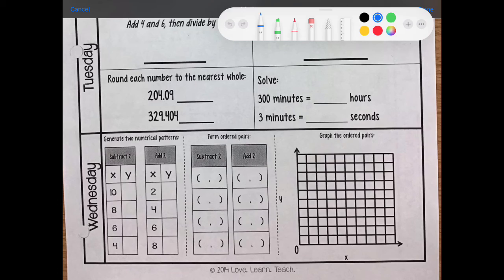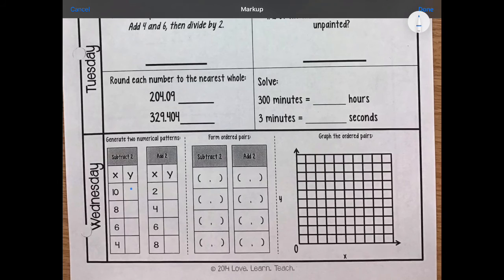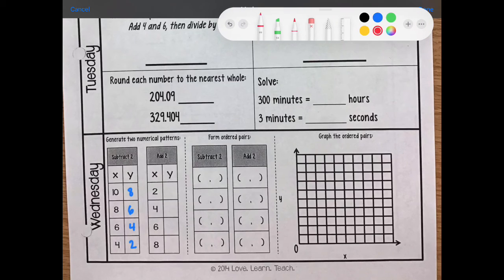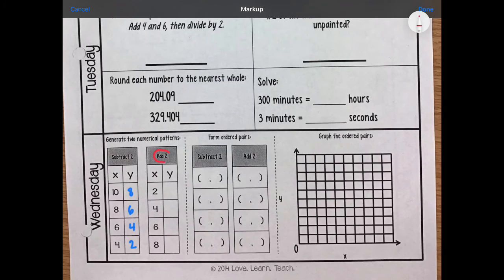So Wednesday says we are going to subtract 2 from our pattern. So I'm just going to fill this out. 8 minus 2 is 6. 6 minus 2 is 4. 4 minus 2 is 2. Because remember, this is a function table. I'm going to switch pen colors here. So our pattern over here for this function table is add 2.